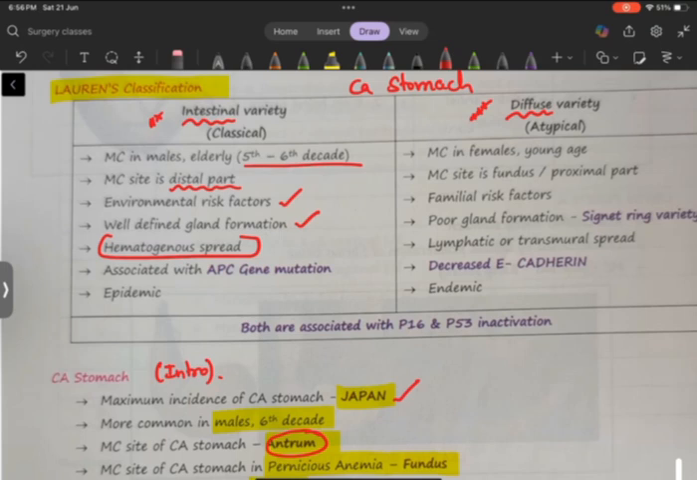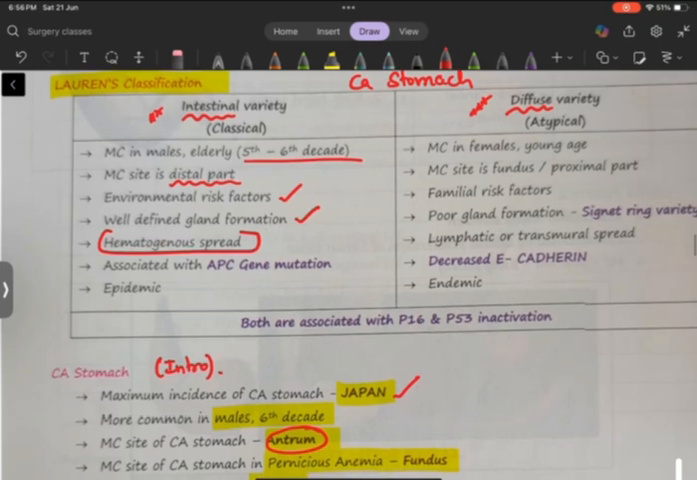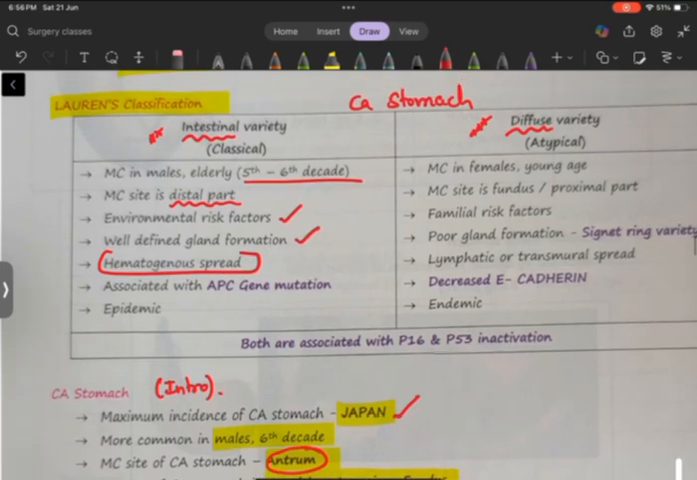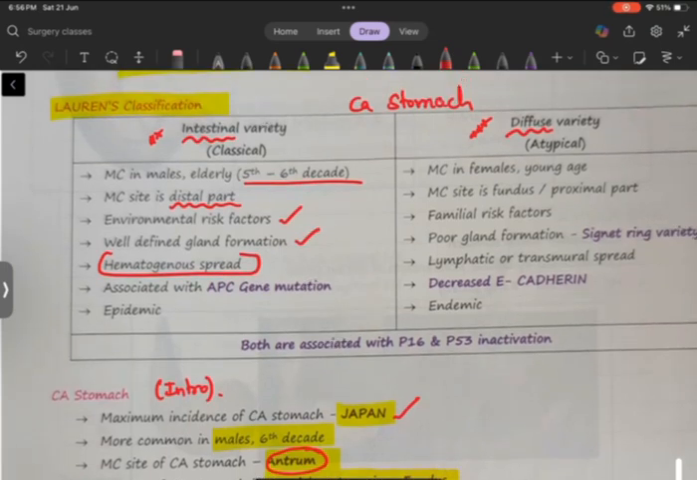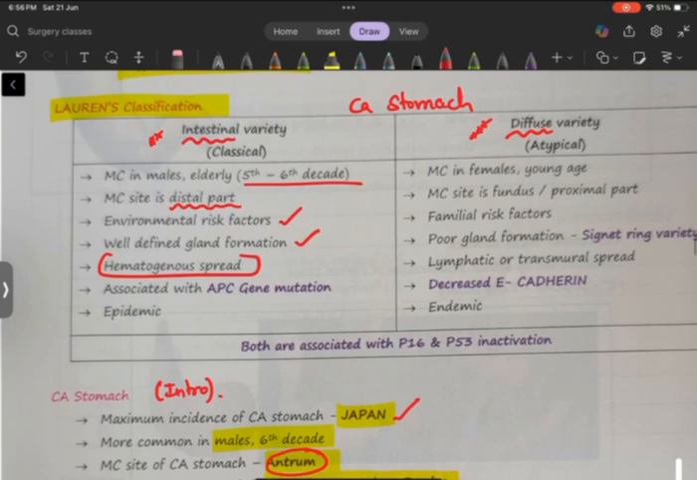ಕಂಟಿನ್ಯೂ ಮಾಡ್ಬೋದಾ? ಕಂಟಿನ್ಯೂ ಮಾಡೋಣ. Okay, so we were dealing with Lawrence classification. It classifies the CA stomach into intestinal variety and diffuse variety. Intestinal variety is classical, or diffuse variety is atypical. Intestinal variety is most common in males in the 5th to 6th decade, and the most common site is the distal part. It is usually associated with environmental risk factors, and well defined gland formation is there.